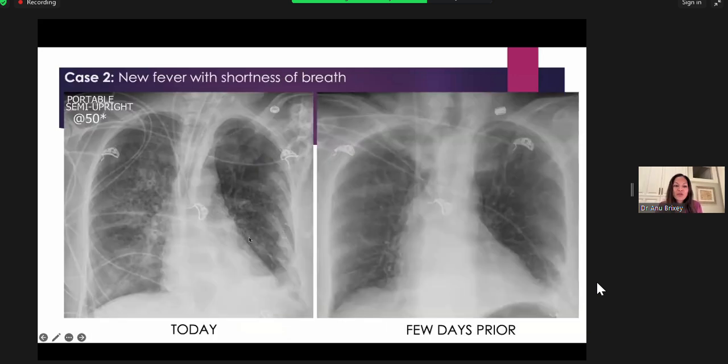Okay, so now let's move on to case 2. I'm going to just move this out of the way. Hopefully this is not obscuring the x-ray.